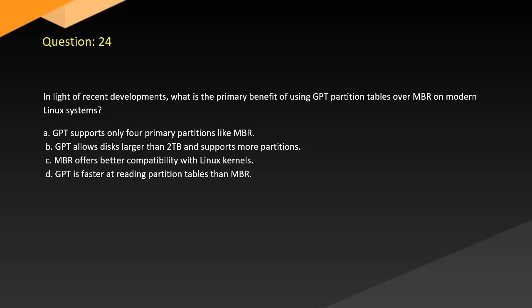Question 24. In light of recent developments, what is the primary benefit of using GPT partition tables over MBR on modern Linux systems? A. GPT supports only 4 primary partitions like MBR. B. GPT allows disks larger than 2 TB and supports more partitions. C. MBR offers better compatibility with Linux kernels. D. GPT is faster at reading partition tables than MBR.